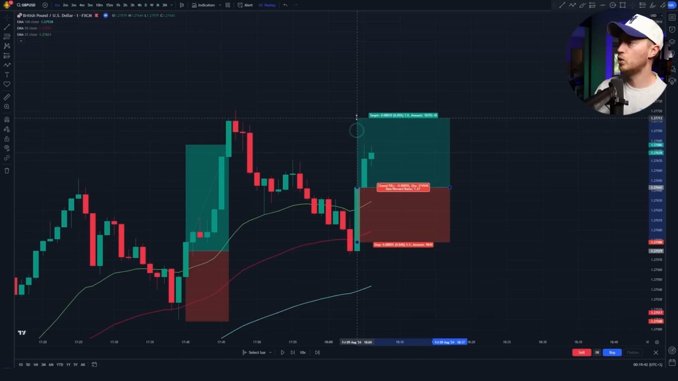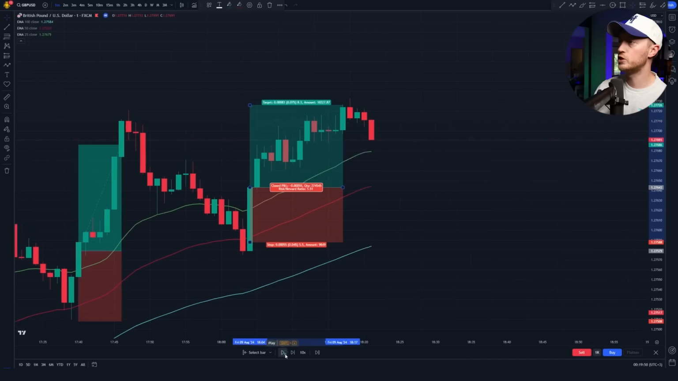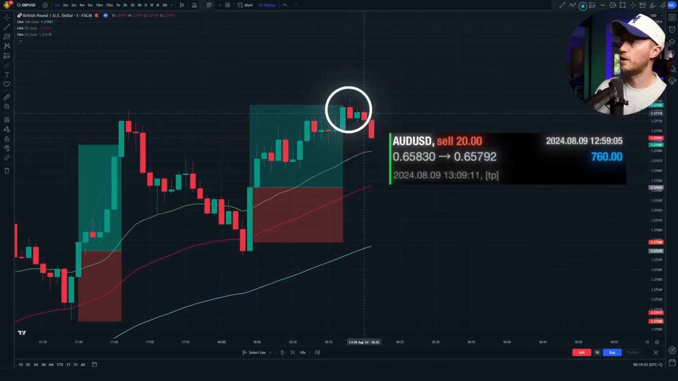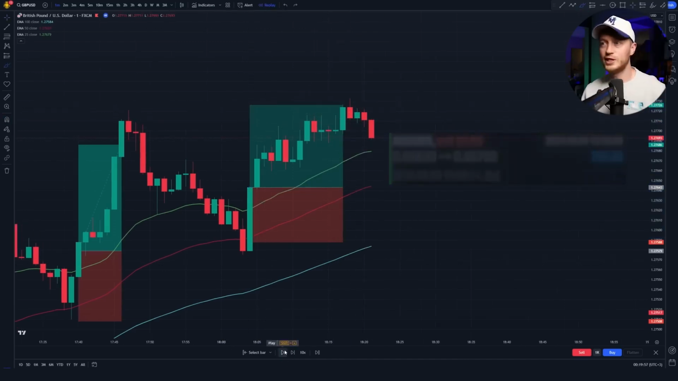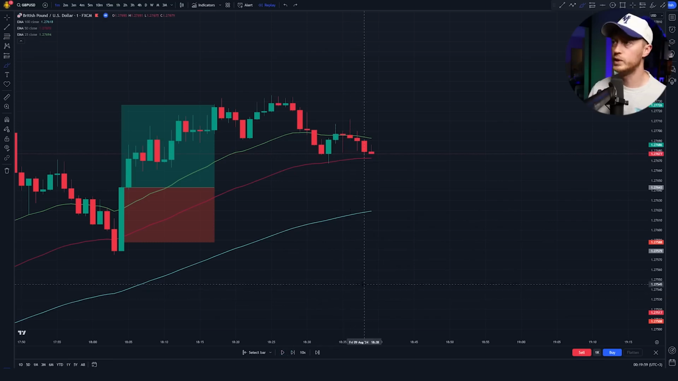And my target, I'm always targeting about 1.5. You can see right there, 1.5. And then I'm going to play this one out. And you can see on this trade, I would have smashed my take profit right here as well. Now let's continue to play this out and see what we would continue to do.